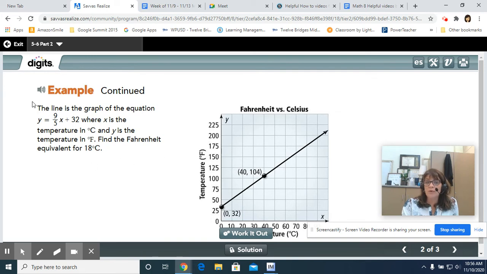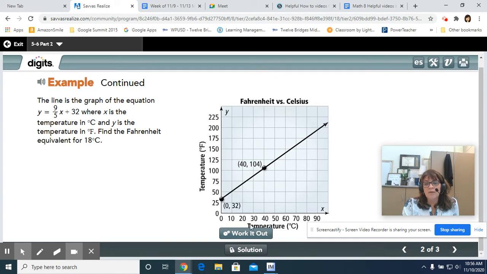Now they're giving you the formula because we already figured it out. And they want to have you find the Fahrenheit equivalent for 18 degrees Celsius. So if I had a temperature in here, okay, 18 degrees, somewhere right in here, what is my degrees Fahrenheit? Now, this is an application of what we've been doing. And this is the real life way you're going to use this quite a bit. So let's take a look.